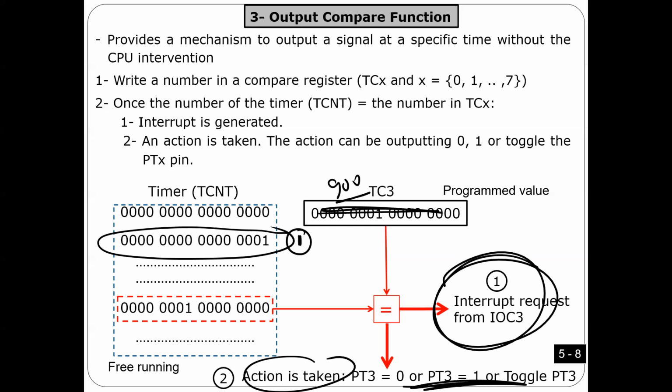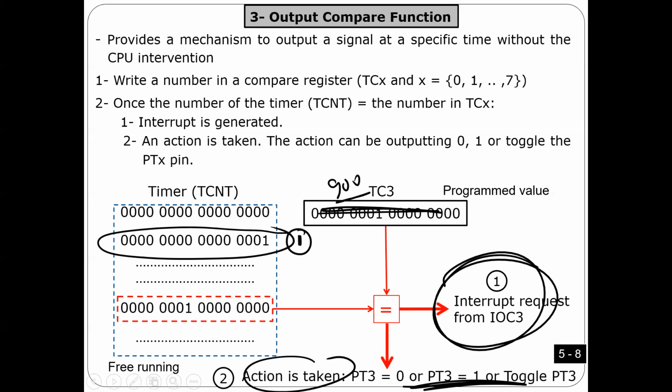Number one, I'm going to put in TC value in the future. I'm going to see what is the current count, right? Then I'm going to put a value in the future so that I want a signal to toggle after this number of counts or after this time. Is that okay? So two things are going to happen. Interrupt is triggered. Number two, action is taken on the pin.